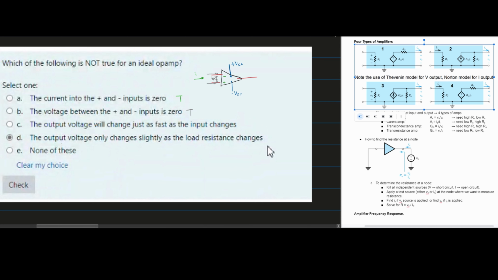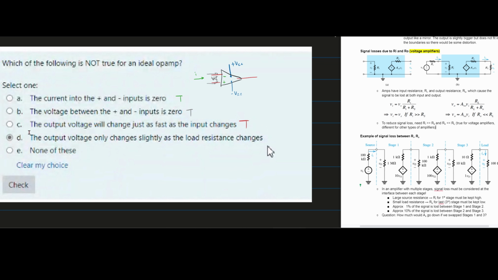Next, we have the output voltage will change just as fast as the input voltage change. Now, for a non-ideal op-amp, this is not true. But for an ideal op-amp, which is what the question is asking us about, this is true. Because we have the voltage here, the same here, for an ideal op-amp.